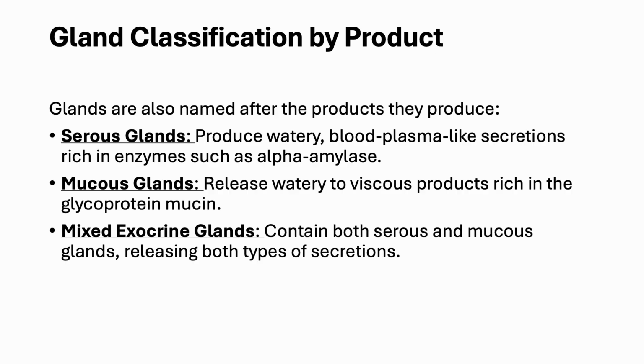So we said gland classification by product. Serous glands produce a watery, blood plasma-like secretion rich in enzymes such as alpha amylase. Mucus glands release a watery to viscous product rich in the glycoprotein mucin. Mixed exocrine glands contain both serous and mucus cells, releasing both types of secretion.